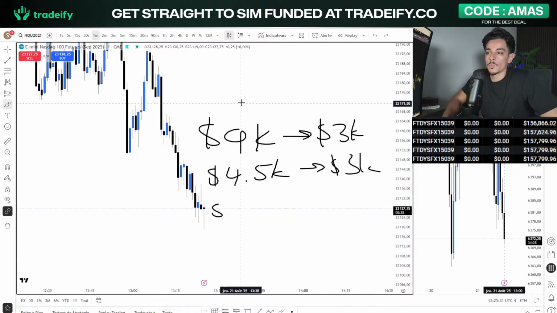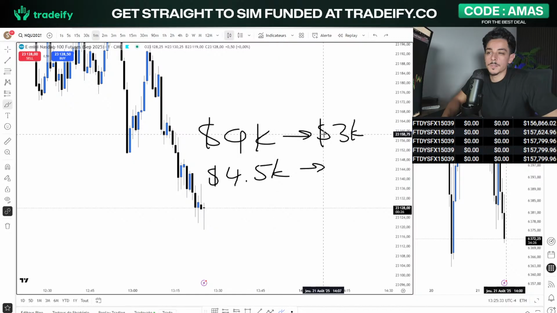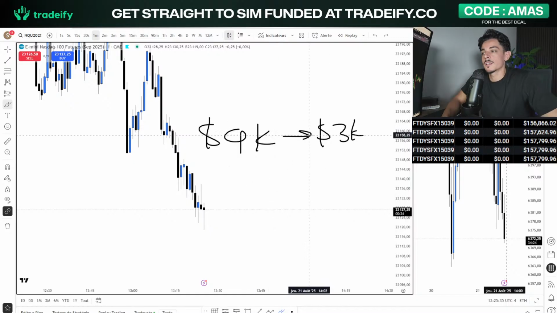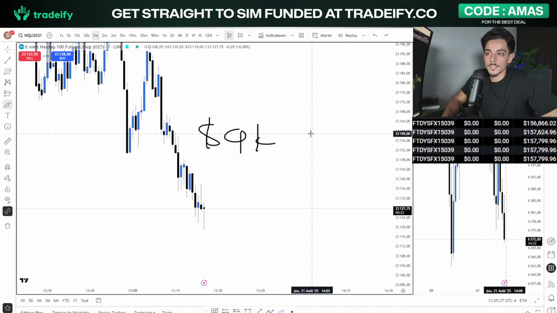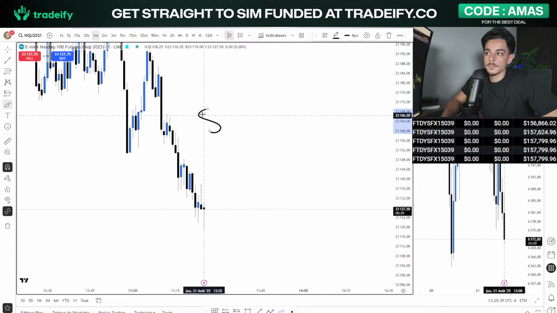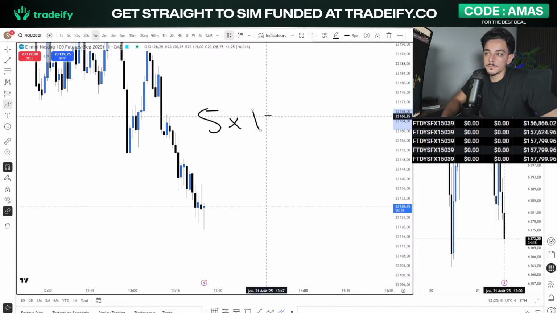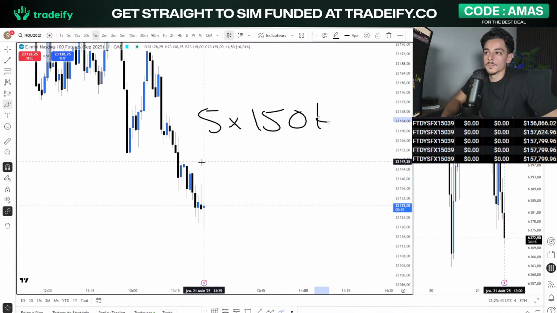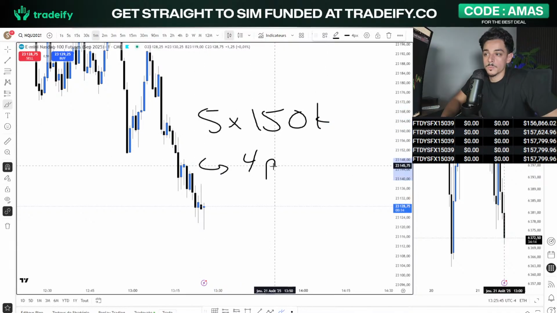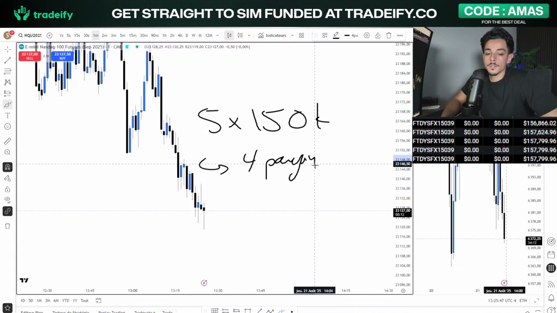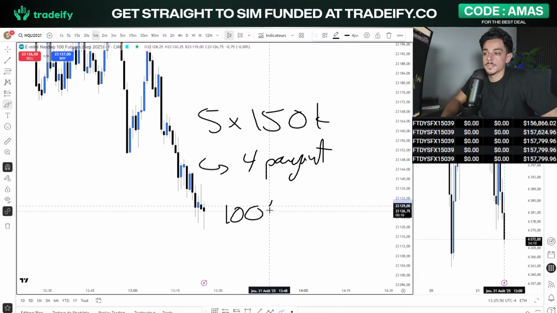And why do I like this plan so much? It's because it's kind of a yearly plan, if you ask me. You buy 5 150K accounts, and if you get those 4 payouts in a row without blowing the account, it's 100K guaranteed.